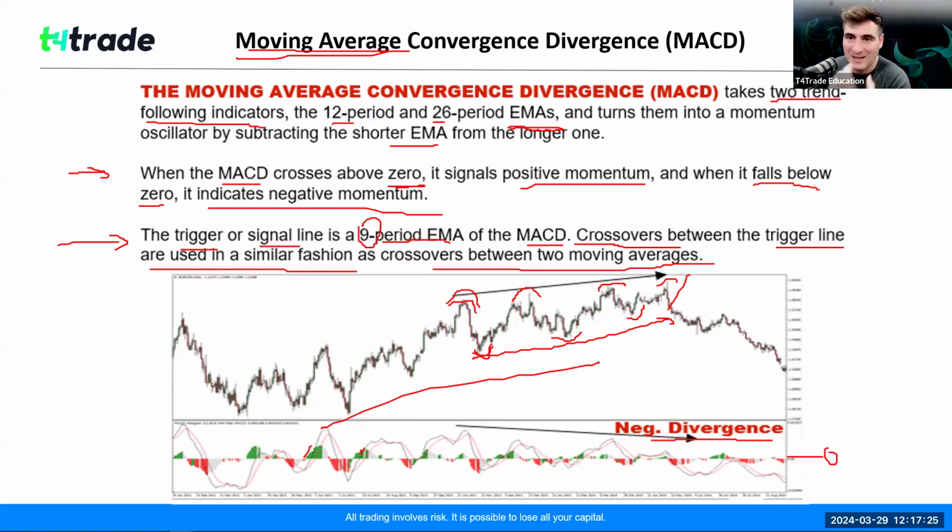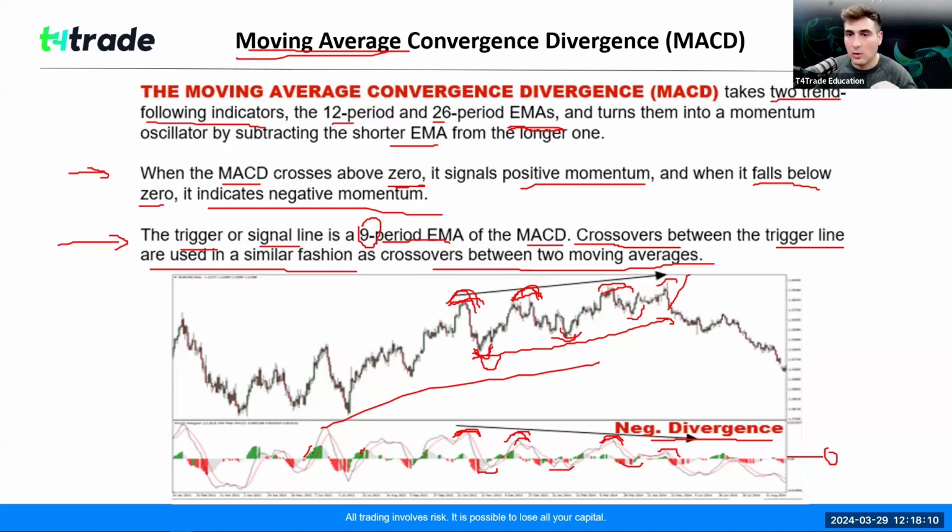And when I say divergence, again, you see higher highs, higher lows, higher highs, higher lows. The MACD does not paint the same picture. So you have a high here, a low here, a lower high, not a higher high, a lower low, and an even lower high. You see the highs of the price action do not correspond with the move of the MACD. So the MACD has lower highs, whereas the price action has higher highs.